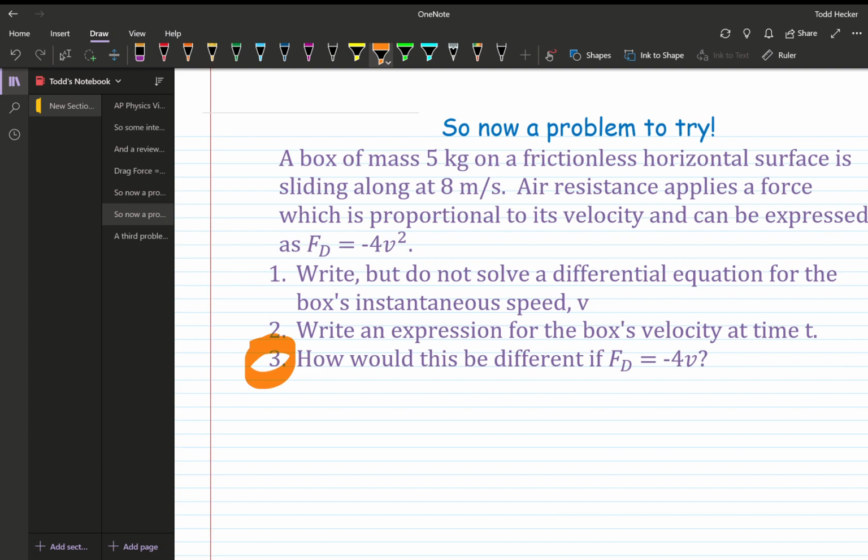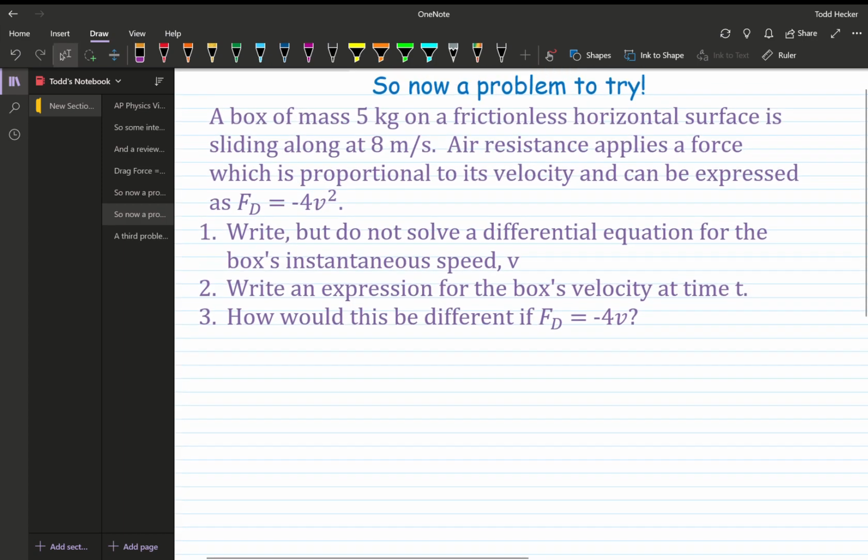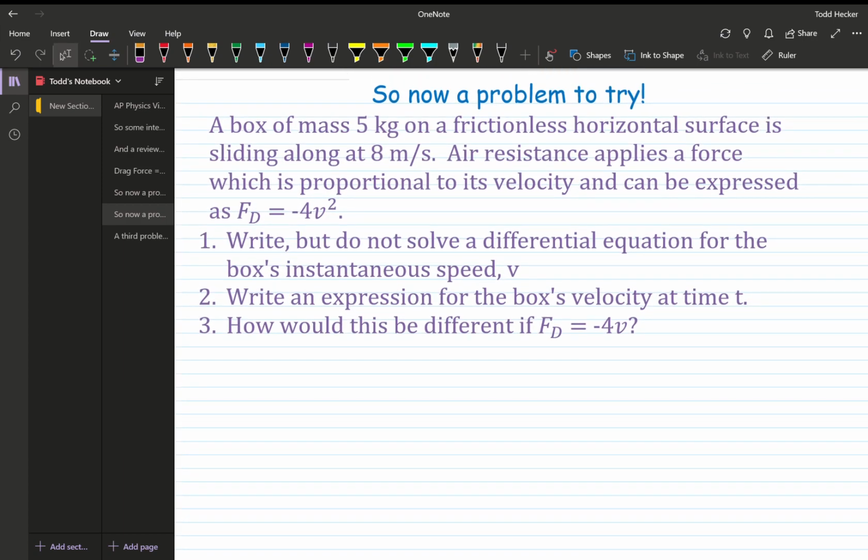So there's a next part to this. Part 3: How would it be different if our drag force had been -4v instead of -4v squared? Let's see how that changes things. I'm going to go back and do the problem again, but with this new drag force. Remember: free body diagram, net force equals net force, and then do that substitution, a equals dv dt.